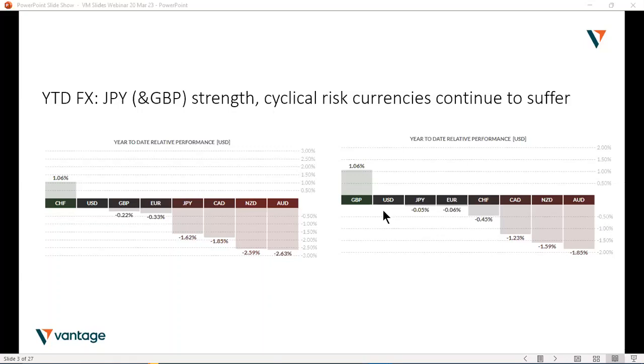And then you can see the yen is obviously strong, a safe haven currency. And then we have the struggling risk cyclical currencies, Aussie, Kiwi, all the commodity dollar currencies still languishing, although they've slightly pulled back those losses against the dollar over the year.